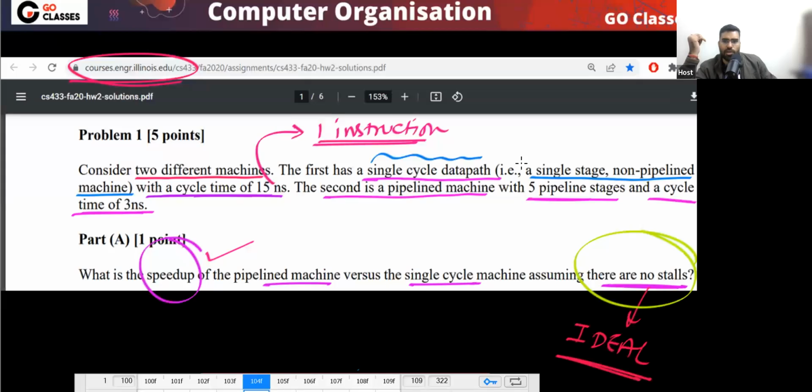Here, tell me, how much time will the pipeline machine take for n instructions? And how much time will the non-pipeline take for n instructions? That will take n into 15 nanosecond, right? Because this is given to you as a single cycle data path, meaning a non-pipeline machine. The cycle time is 15 nanosecond, which means one instruction happens in 15 nanosecond.